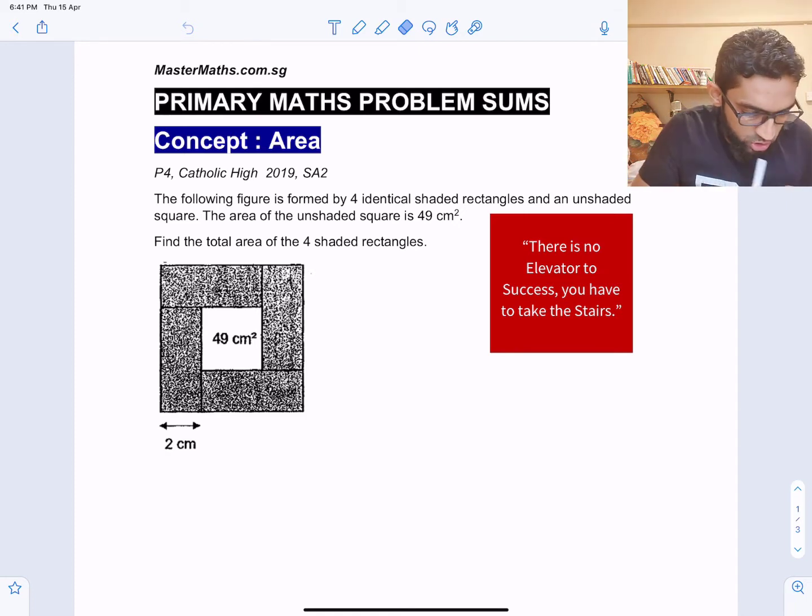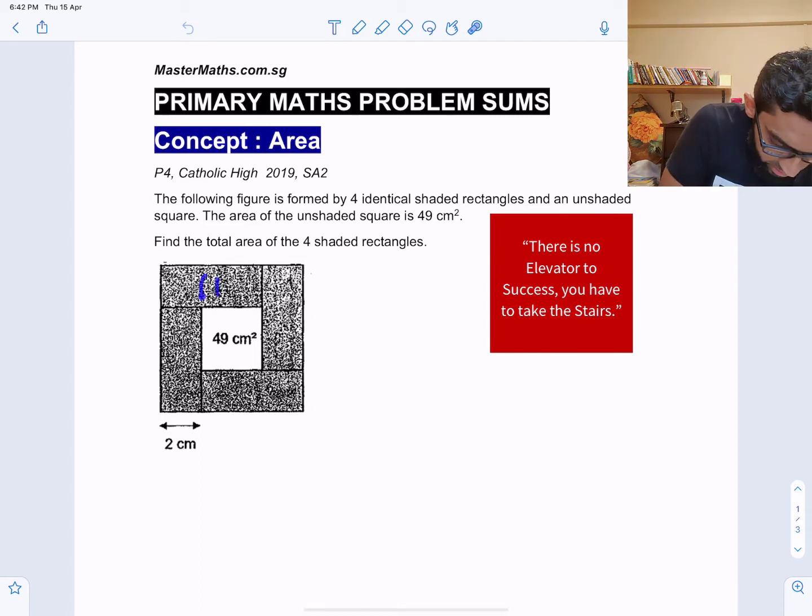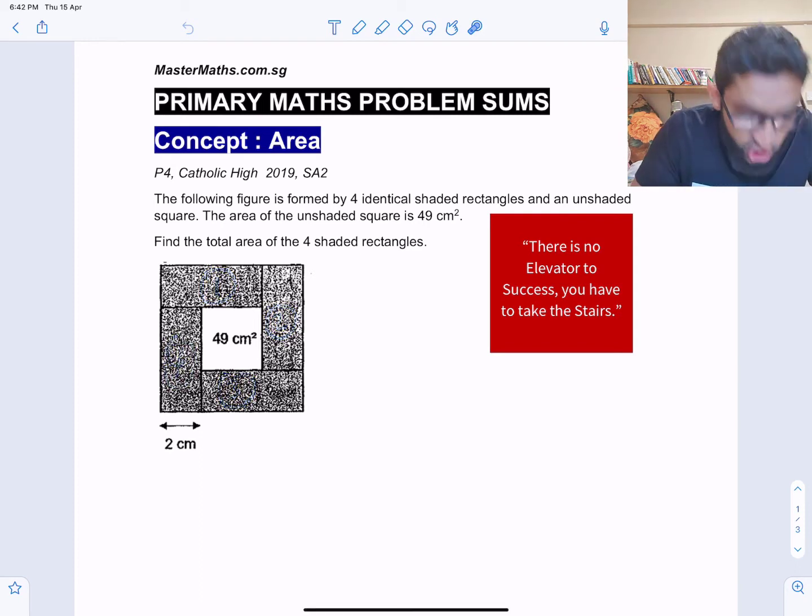Okay, now this question, a primary 4 question from Catholic High School. I believe it was the 2019 end of year exams. The following figure is formed by 4 identical shaded rectangles. Let's see, 1, 2, 3, and the 4th one is here. And an unshaded square. The square is right in the middle. The area of the unshaded square is 49 square cm. Find the total area of the 4 shaded rectangles.